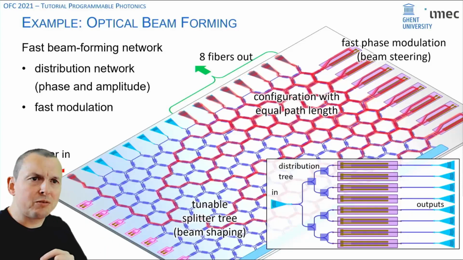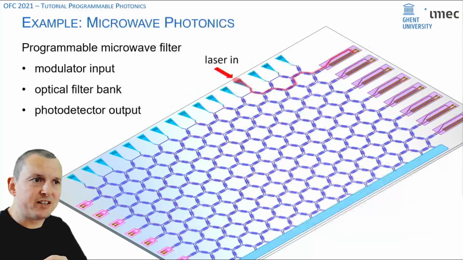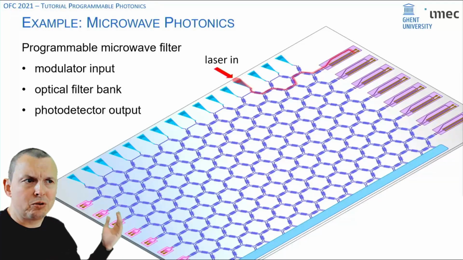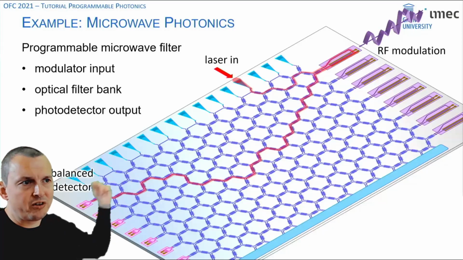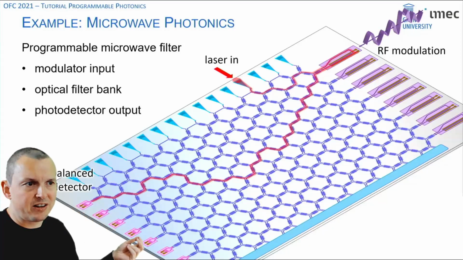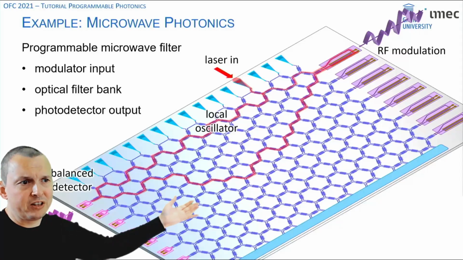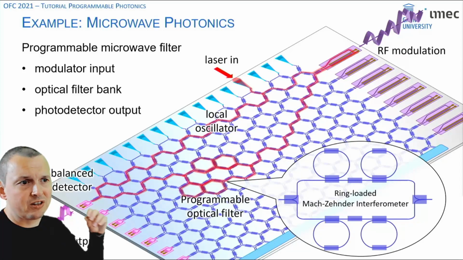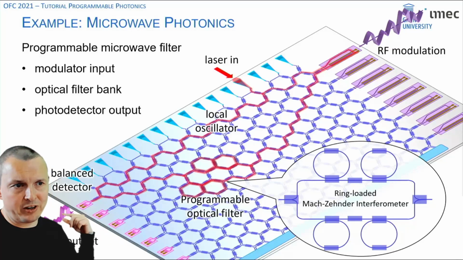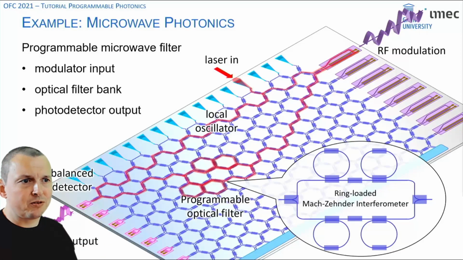And one of the most useful application cases would be to use it to really process microwave signals. So you could come in with a laser and then have a microwave signal modulated by a modulator onto your laser light, and then use a programmed filter circuit in your chip to adjust the spectrum of your modulated RF signal before it's sent out to the balanced photodetector and the RF output.